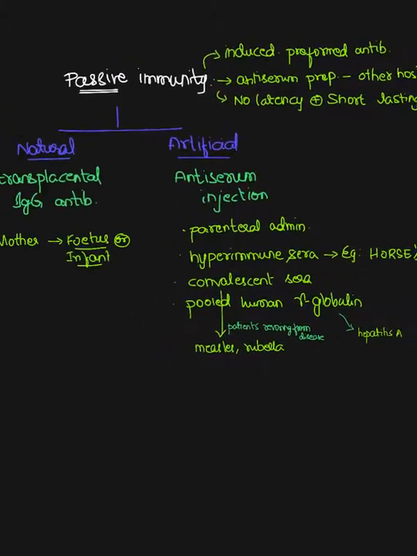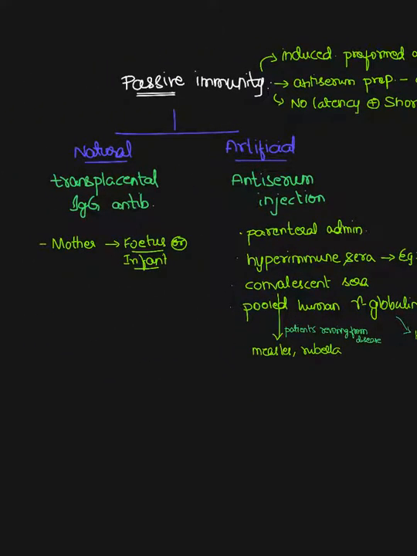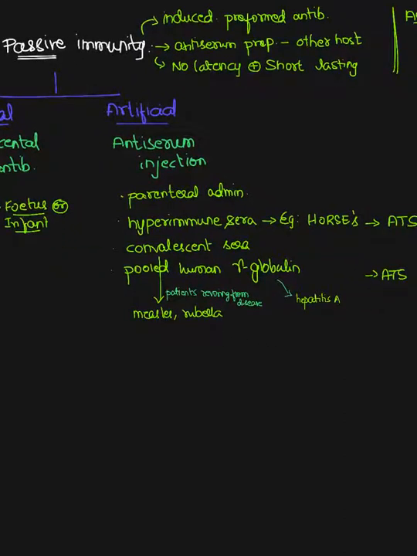Then let us talk a little bit more about natural and artificial immunity. Natural is usually the transplacental IgG antibodies, which are transferred from the mother to the fetus or infant. It is transferred to the fetus through the placenta, that is transplacentally, and to the infant through the colostrum or the breast milk. Coming to the artificial type, it is usually in the form of anti-sera injections, given through the parenteral route.